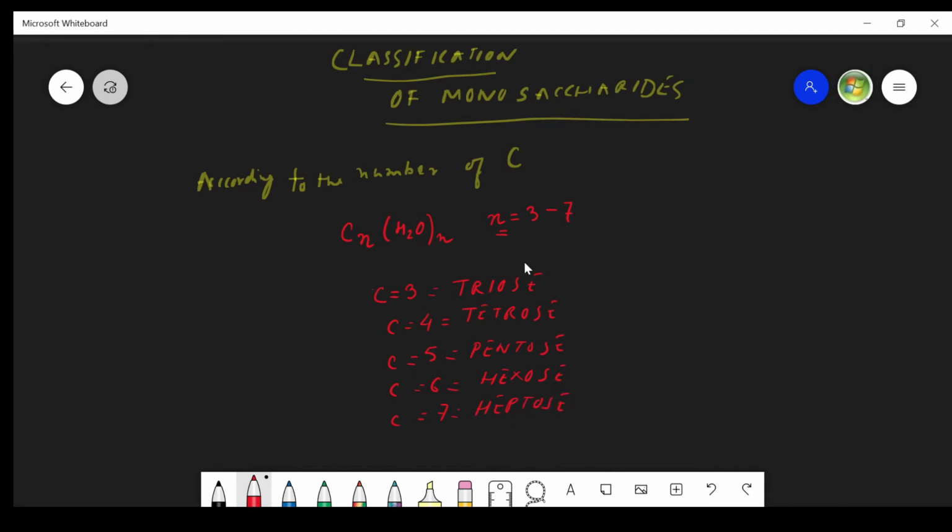For example, if we put 3 here, then what will we find? We will find C3H6O3. That means this is a triose sugar. In case of tetrose, it will be C4H8O4. In case of pentose, it will be C5H10O5. In case of hexose, it will be C6H12O6. In case of heptose, it will be C7H14O7. So I hope you have understood all these things.